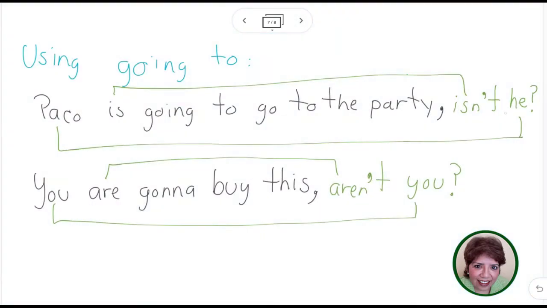Let's see another example with two verbs. In this case, we have the verb to be, is, and the verb going to. But for the tag question, we are not going to use this verb. We are just going to take the main verb, the principal verb. In this case, the main verb is the verb to be. And the verb to be is in a positive form. Then the tag question has to be in a negative form. Paco is going to go to the party. Isn't, and the pronoun for Paco, he.